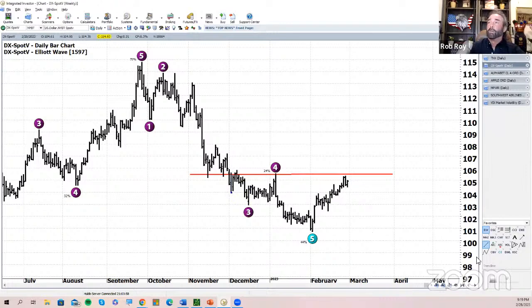I just don't want to see, and we do have some really good resistance through here, even if we are able to violate the previous 4 on the dollar. There's some resistance through there around 106.5.